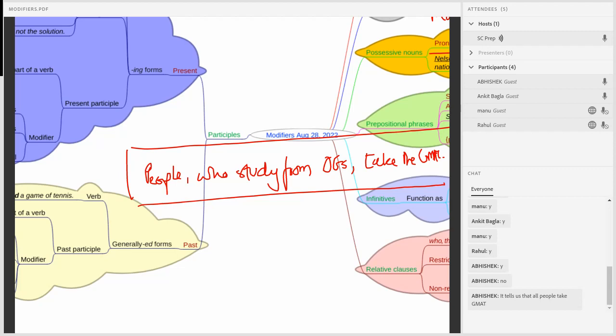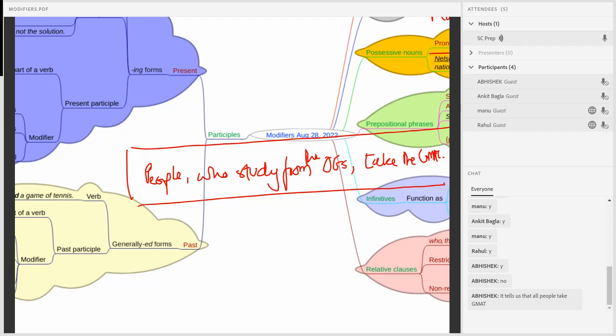So let's go through this step by step. We have a relative clause in front of us, who study from the OGs. And we see that there is a comma between the noun that the relative clause is referring to and the relative pronoun. So they are separated by a comma.